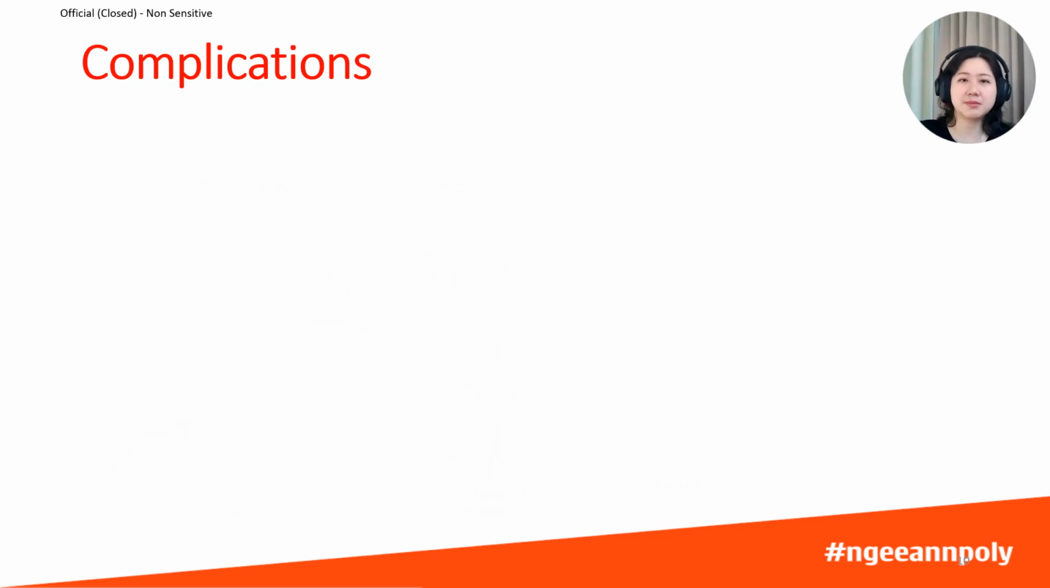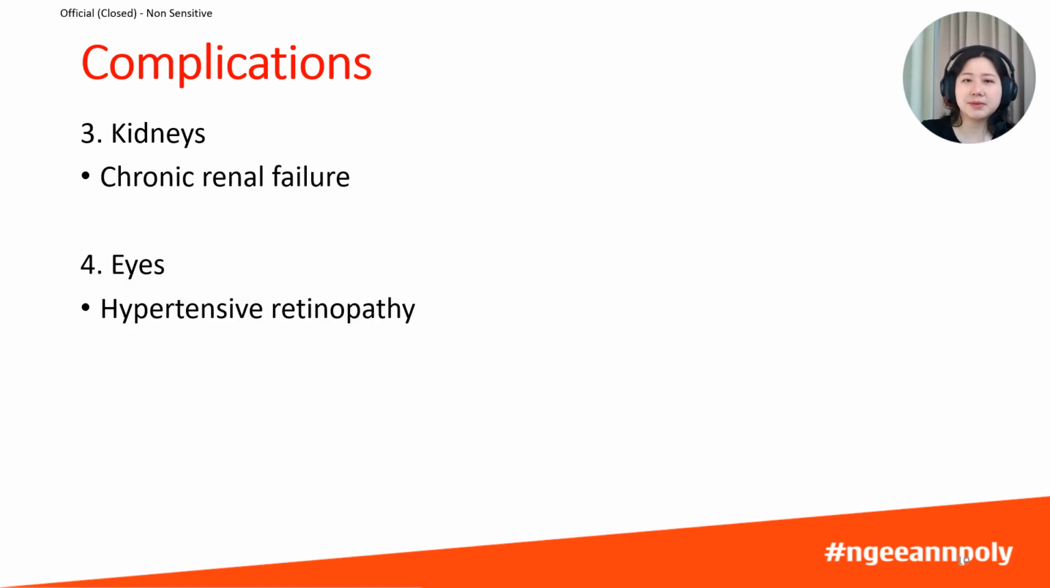Hypertension damages the blood vessels. It could damage the blood vessels in the kidneys, affecting their ability to filter blood effectively. This results in chronic renal failure. It could also damage the blood vessels in the retina, which can lead to loss of vision. This is called hypertensive retinopathy.